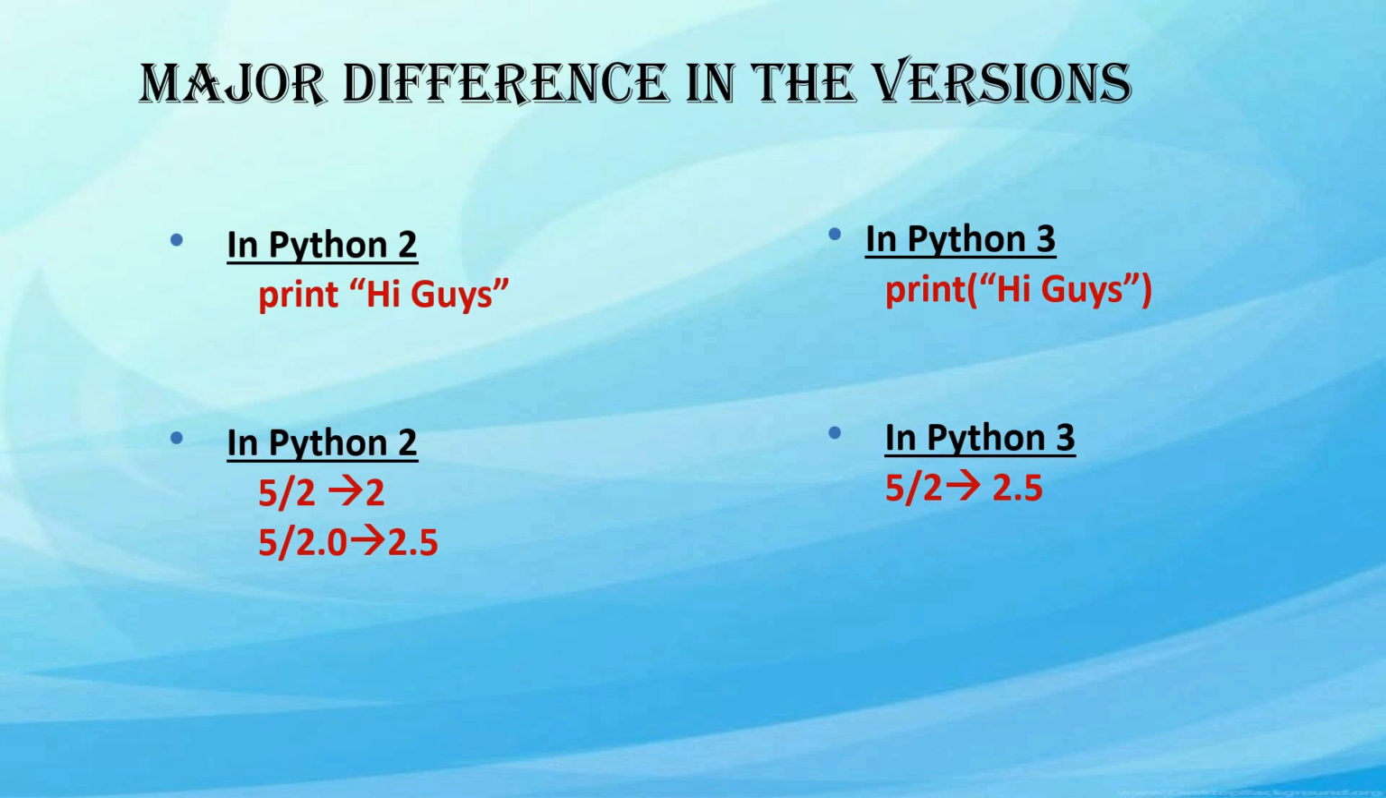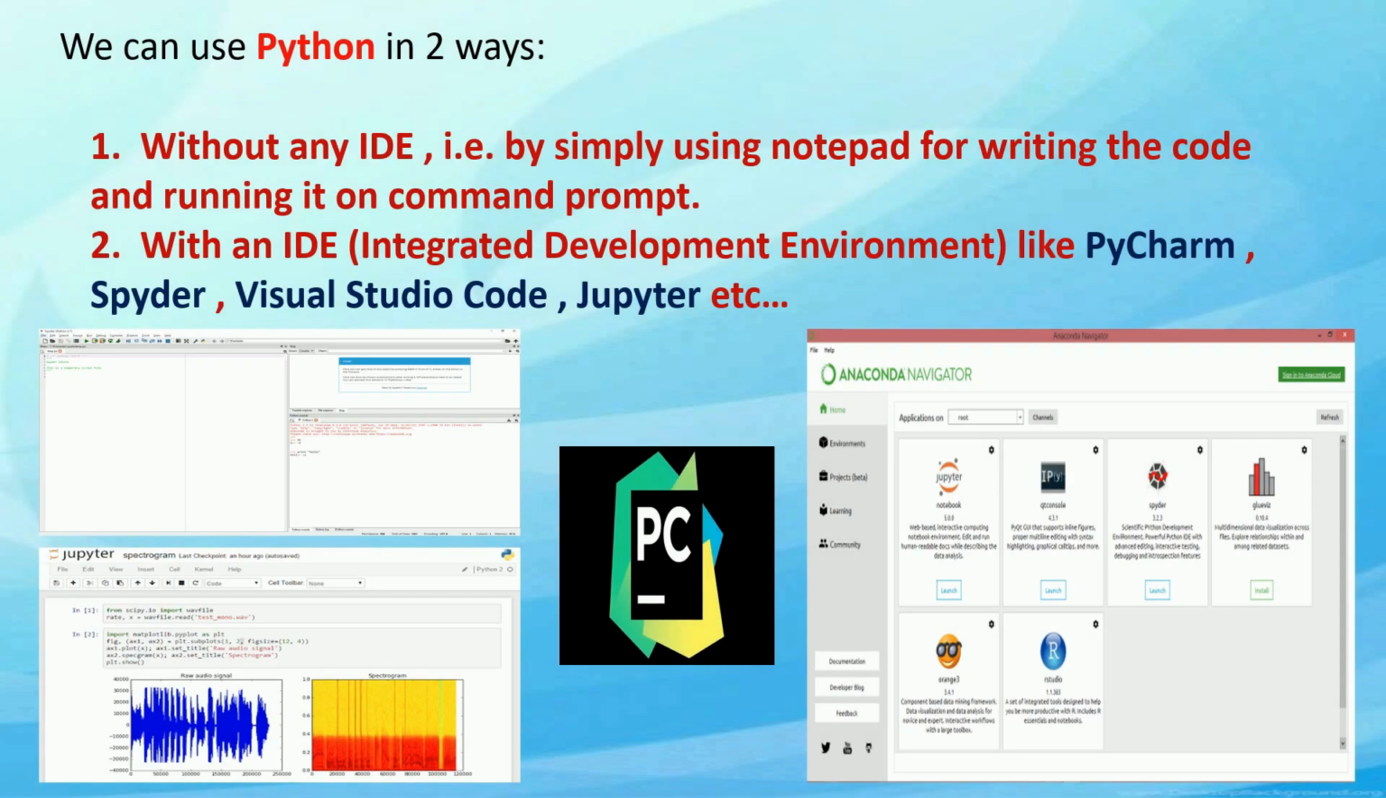In the same way, in Python 2, if we keep decimal points in the operands, we get answers in decimal point form. Otherwise, the answers will be integer values. But in Python 3, even if we don't keep the decimal point in the operands, we will get the exact value as the answer. We can execute Python in two different ways.